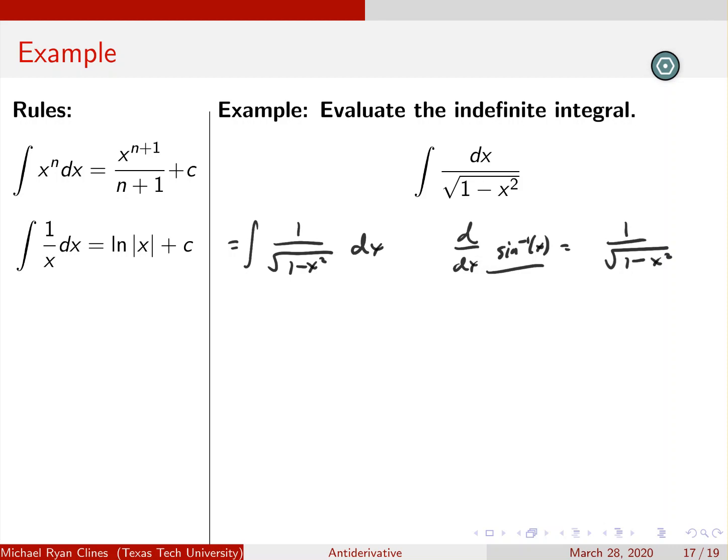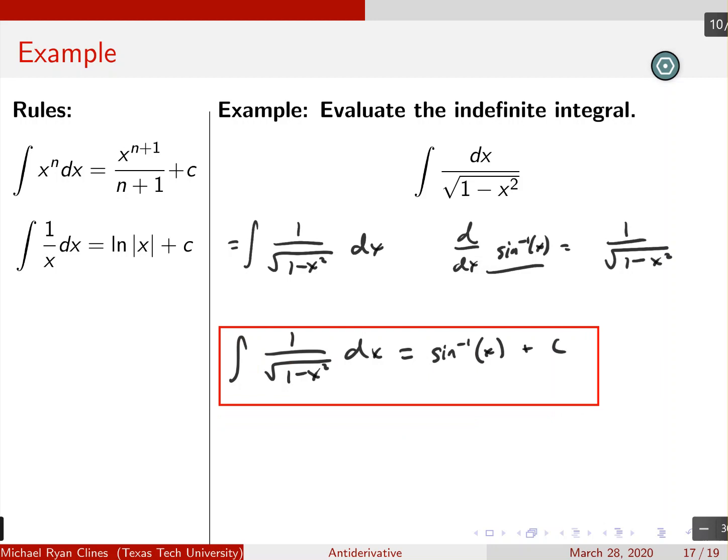Yeah, inverse trig shows up too, guys. It does. It doesn't go away. So from the properties of derivatives, we know that the derivative of inverse sine of x is equal to 1 over the square root of 1 minus x squared. So that means the integral of 1 over the square root of 1 minus x squared dx is equal to sine inverse of x plus our integrating constant c.